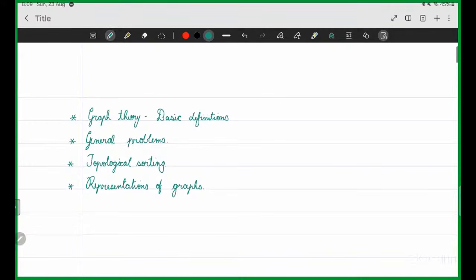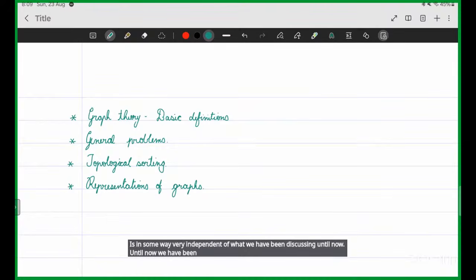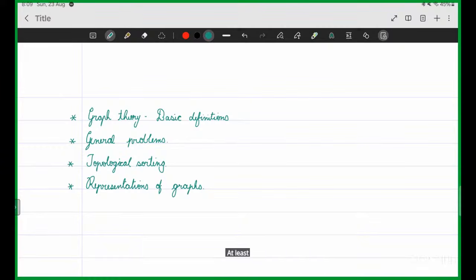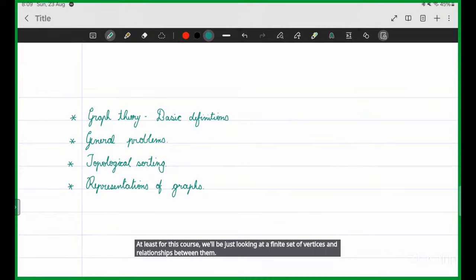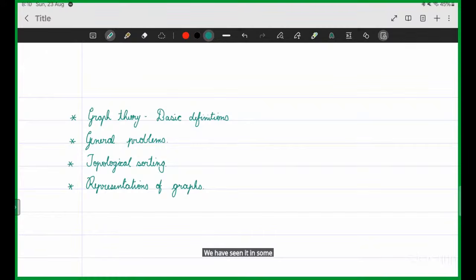All right. So graph theory is in some way very independent of what we have been discussing until now. Until now, we have been talking about functions, calculus, continuity, differentiability. Now we come to the discrete setup where, at least for this course, we'll be just looking at a finite set of vertices and relationships between them. We have seen it in some capacity earlier. When we talked about sets and relations, we did talk about finite sets and relations between them, right?